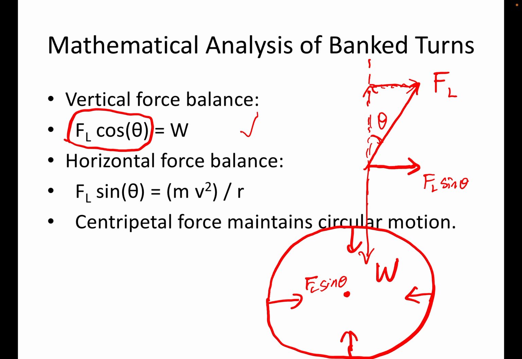And then using Newton's second law, centripetal force equals mass times centripetal acceleration, and we know centripetal acceleration equals v squared over r, so we get the horizontal direction force equation. Lift force sine theta equals mv squared over r.